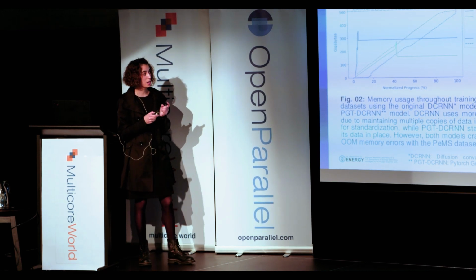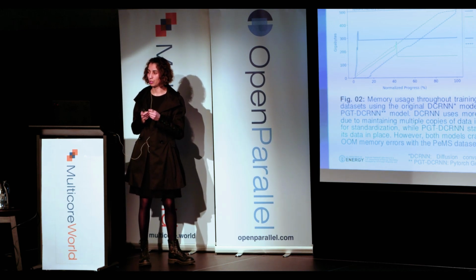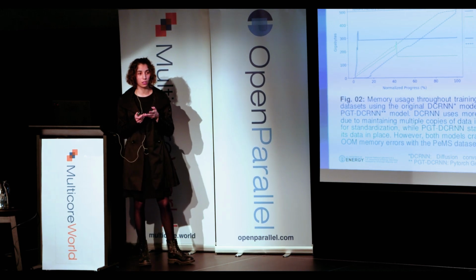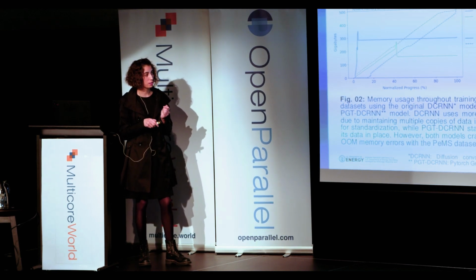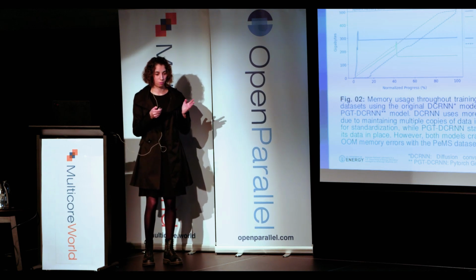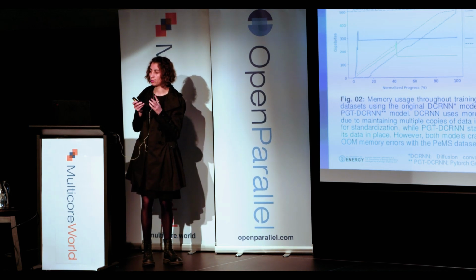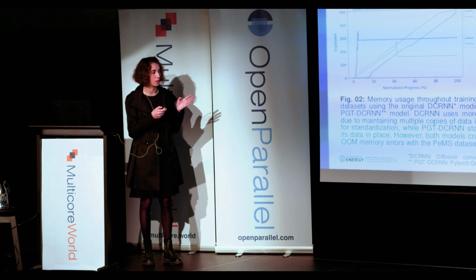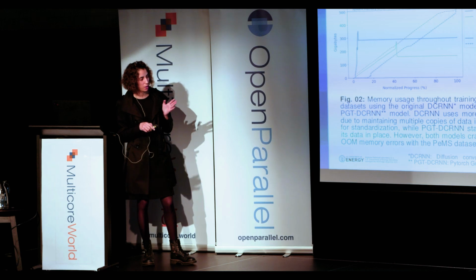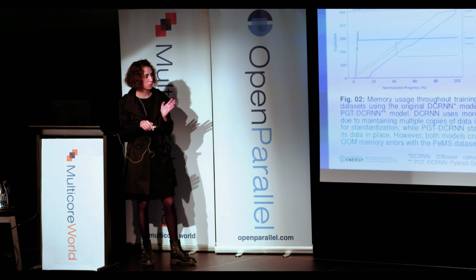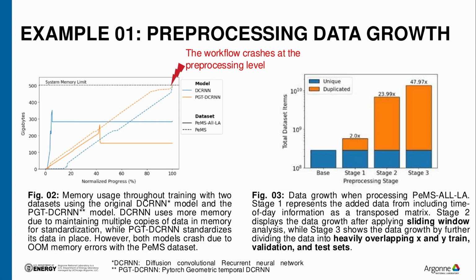But at the same time, we said, okay, let's profile a little bit what's happening in the pre-processing pipeline and see why we have all this data growth. Mainly, not only one model, but two of the state-of-the-art STGNNs use exactly the same pre-processing pipeline, and it has mainly 3 stages. The first stage is adding the time of the day information into the data set. The second stage and the third stage are interesting.